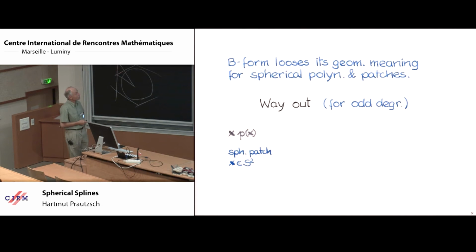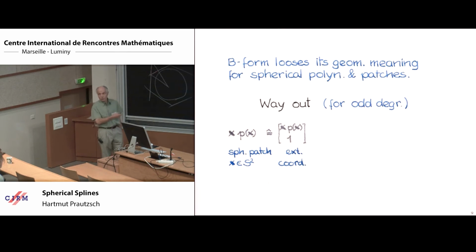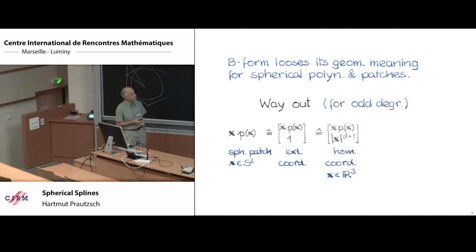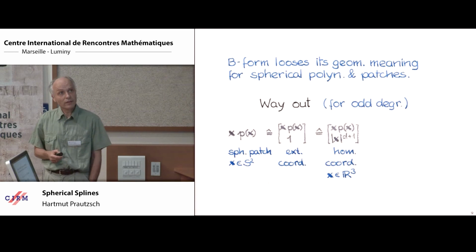But what we can do is take a spherical patch, extend it by a coordinate. So we have here 4 coordinates now. And since the variable is a unit vector, this is the norm of it. So we can write it a little bit different. Take the norm and take it to the power d plus 1. This is here for an odd degree polynomial. And what we see here, all the coordinates are homogeneous polynomials of the same degree. So what we really get here is a homogeneous representation of that spherical patch.